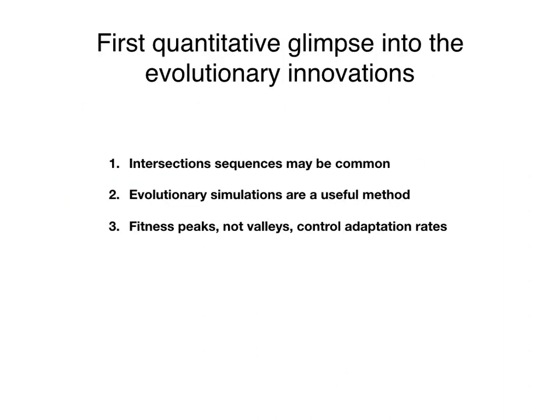And so hopefully I've demonstrated to you a very first quantitative glimpse into evolutionary innovations. We found that intersection sequences may be much more common than previously appreciated and may actually serve a very important role in the evolution of new RNA folds and functions. Hopefully we've shown you that these evolutionary simulations are a useful way to analyze these fitness landscapes. And I think another message is that fitness peaks, not valleys, are the key control for adaptation rates based on these simulations.